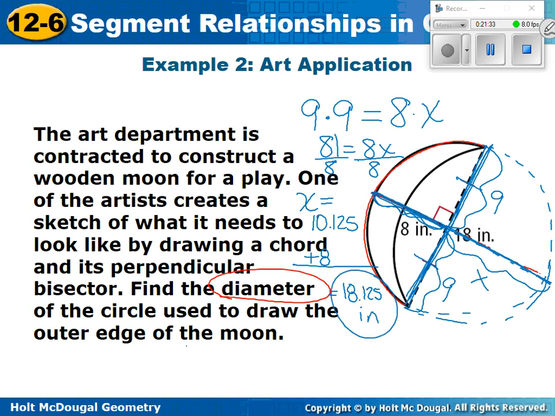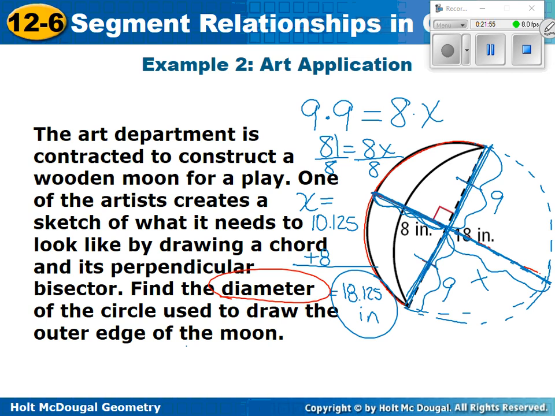Questions anywhere on 12.6? Okay, the only thing that concerns me is you knowing these 16 theorems that you have right now by the time we take the test, because it's a lot of information, right? It's not hard stuff once you start working the problems. It's just a lot of information.